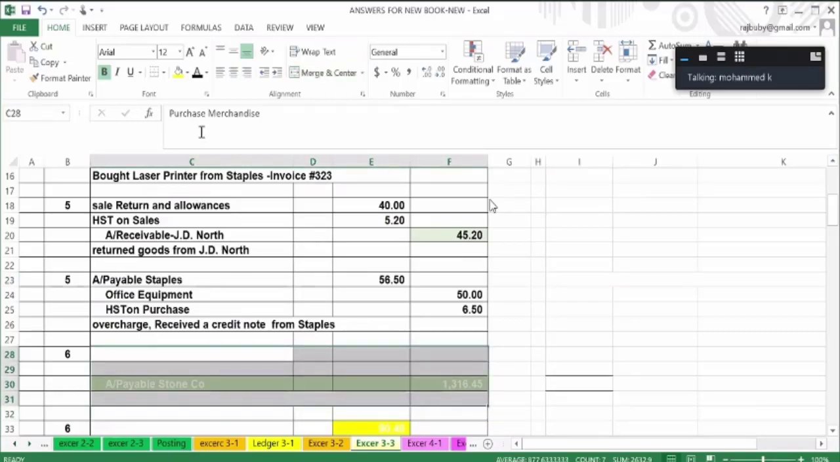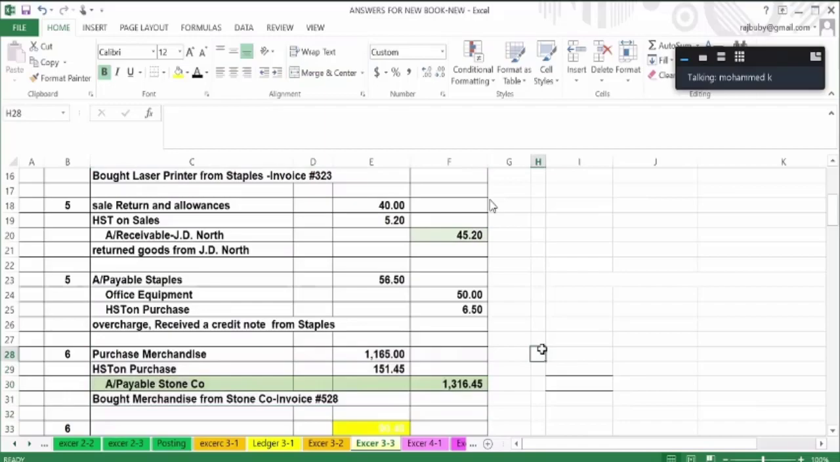So we bought merchandise. So accounts payable to Stone for 1,165, and then HST on purchase. Merchandise will be the debit side, and the accounts payable the credit side.